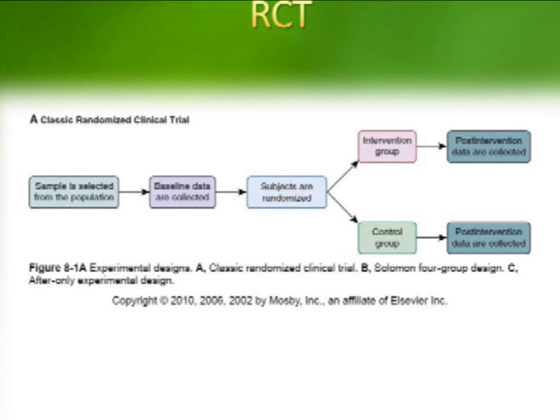This is a flow chart of a randomized clinical trial. In the first box, the sample should be selected randomly. Then demographic variables or baseline data are collected, and pretests are given, and then the subjects are randomly assigned to an intervention group or the group that does not get the intervention. Then data are collected after the treatment is administered to the intervention group, and data are collected from the control group to see if there are any differences.